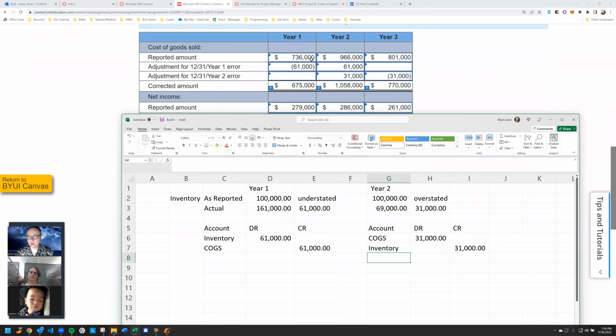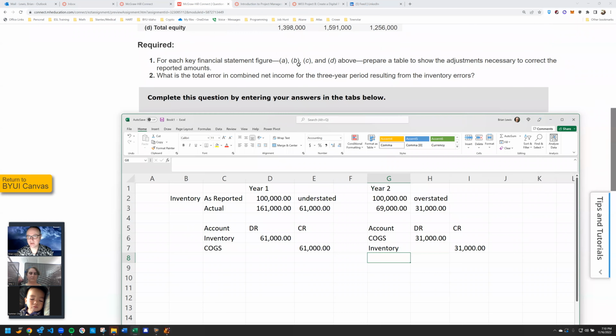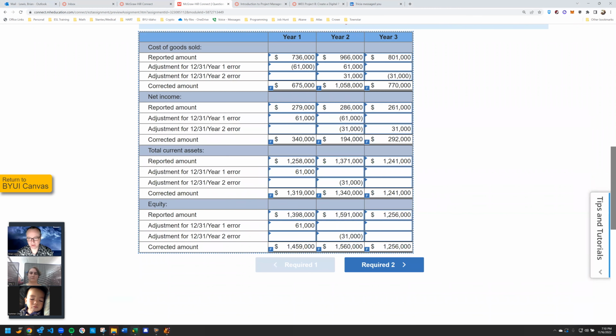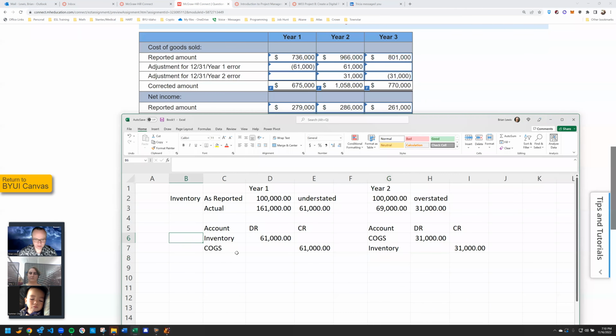So year one reported amount is whatever. They show all this in COGS, net income, and everything. For cost of goods sold, your reported amount is 736. You're going to do a credit to bring it down, which then needs to be reversed out for the year after that, right? So this is year one, and then you have to reverse it out in year two. So what you end up having is the same thing, but just backwards.